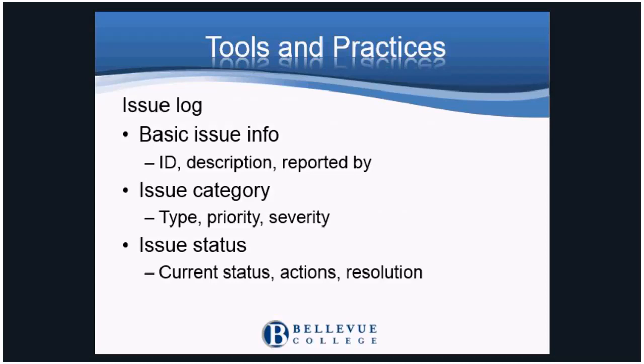Most issue logs include an ID to simplify tracking, and who reported the issue is important so that additional details and traceability can occur. Having an issue category helps manage the issues in terms of what resources need to be involved and what is the order of priority.